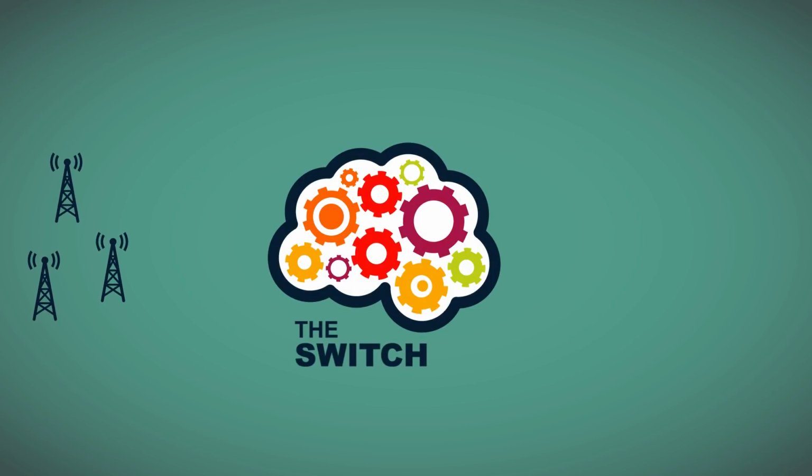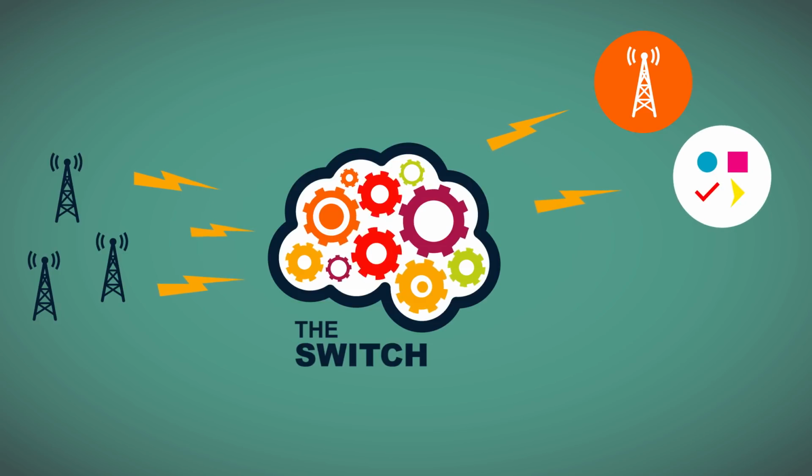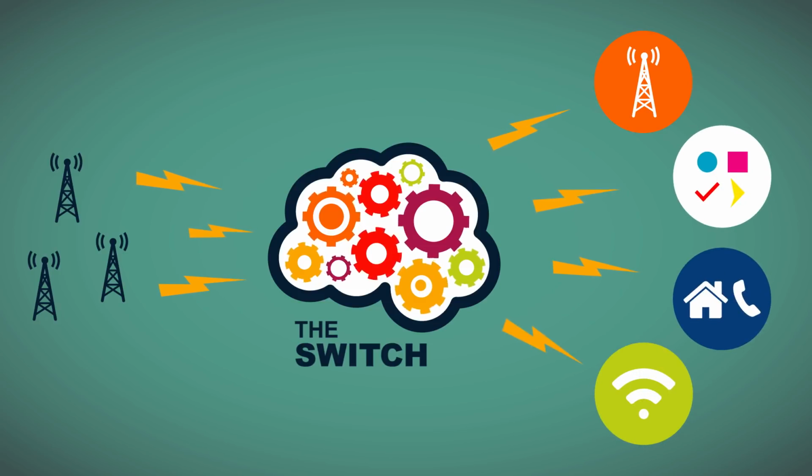If the individual sites are the cells of the network body, the switch represents the brain of a wireless network. It communicates with cell sites en masse to track the location of each cell phone and determine the fastest way to connect a call anywhere in the world. This complex navigation includes connections through the carrier's network, other carriers' networks, landlines, and the internet.